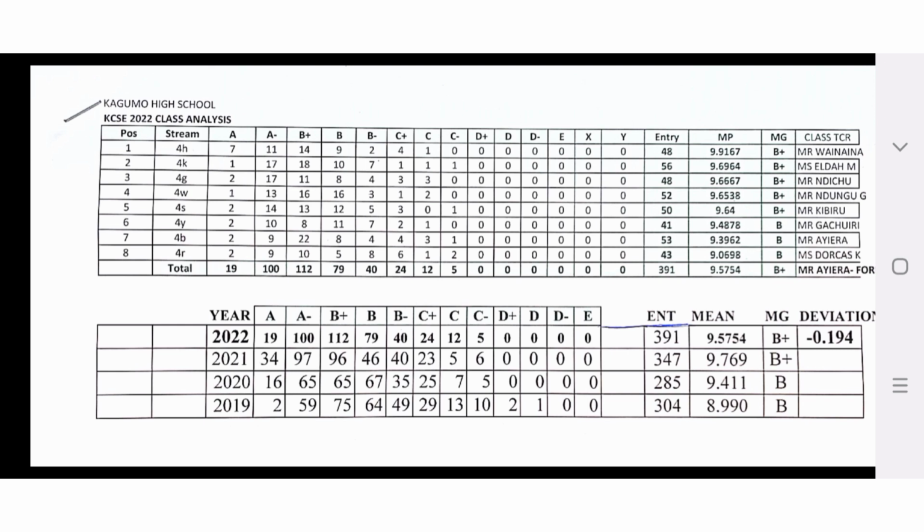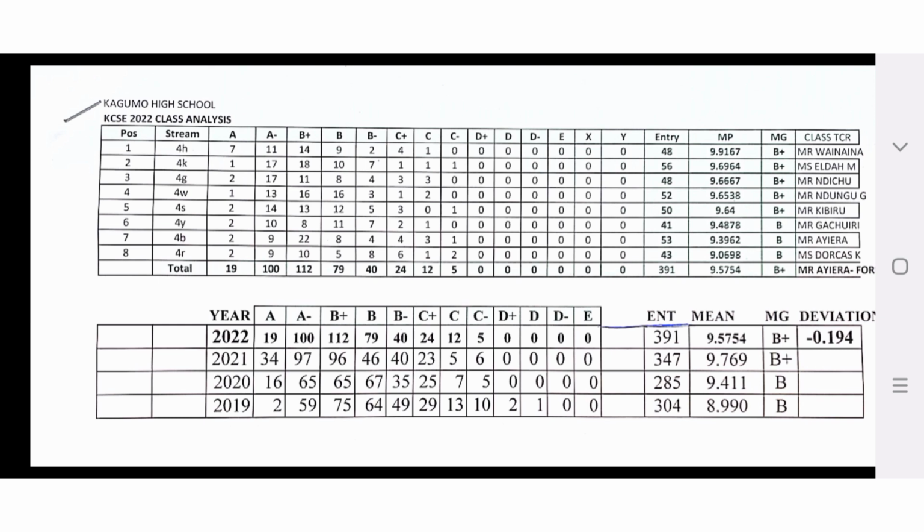So at position 1 for 4H, they had a mean of 9.9167, and then the last class 4R had a mean of 9.0698. So you can see there's not that much difference. So something that you realize in this school is that the classes almost post the same mean. There's only a slight deviation between them. Then the other column simply shows you the class teachers in that class.